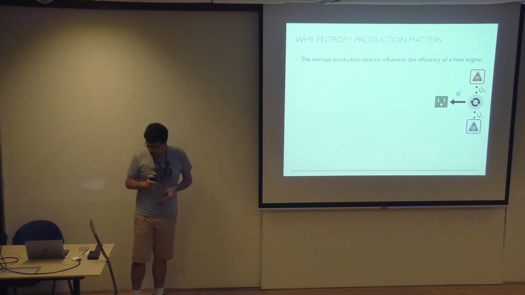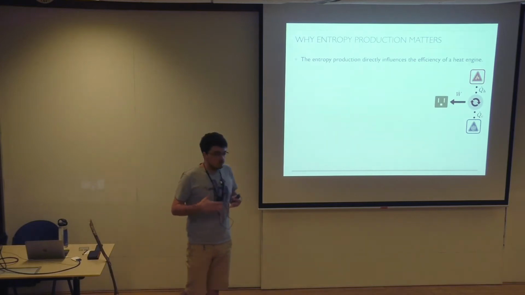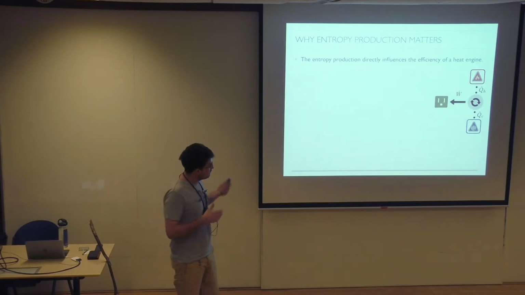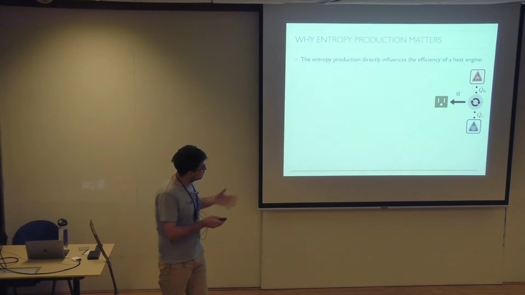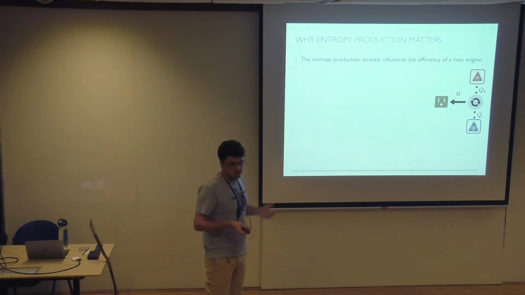Okay, now why is entropy production important? It is very important, for instance, because it determines the operations of a heat engine. So we're going to go here through a calculation that I think is very simple and very beautiful. We're going to consider this engine where you have a hot bath, you have a cold bath, and you want to do something with them to extract some work, right?